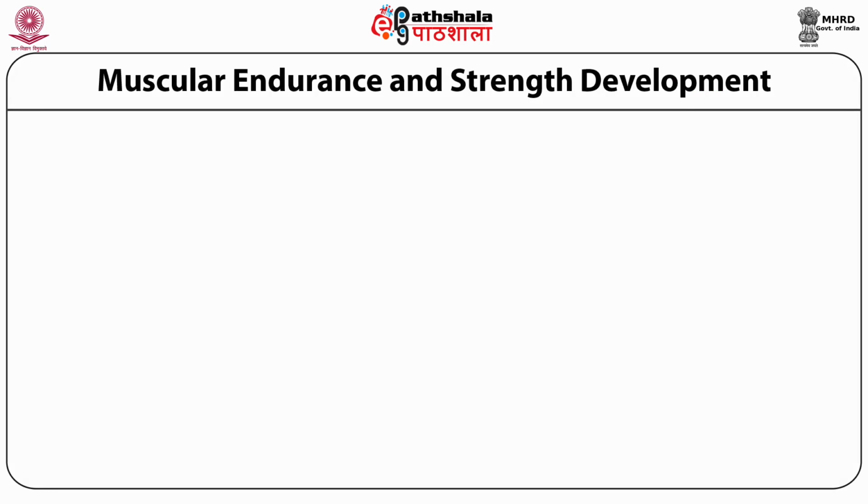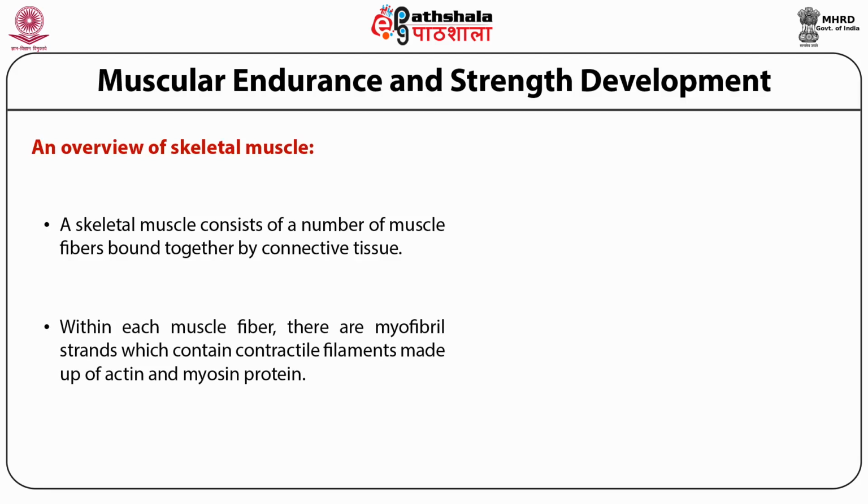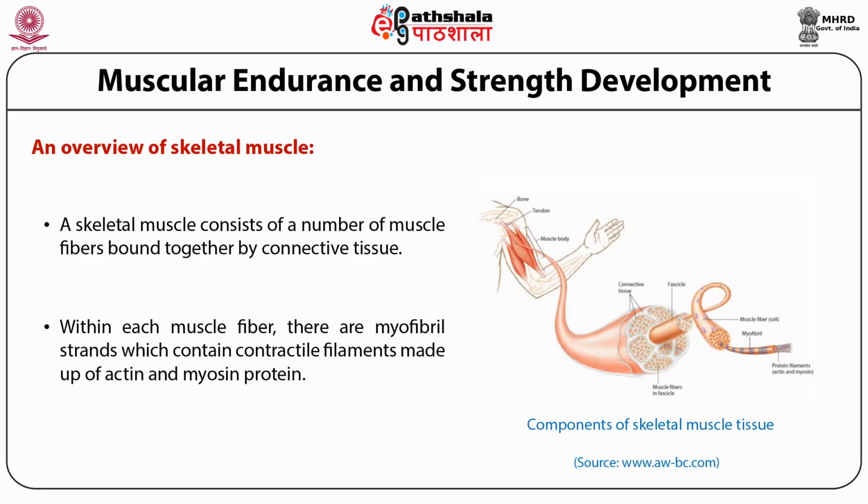Now let's see what muscular endurance and strength development are. Before understanding this, let's have a look at the skeletal muscle. A skeletal muscle consists of a number of muscle fibers bound together by connective tissues. These muscles are attached to the bones by collagen fibers known as tendons and allow specific body movement. Within each muscle fiber, there are myofibrils, strands which contain contractile filaments made up of actin and myosin proteins. As we can see from this picture as well, these filaments, arranged in alternating bands, slide across each other to shorten the muscle.